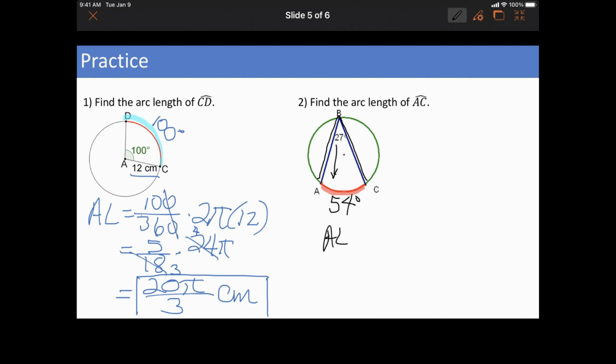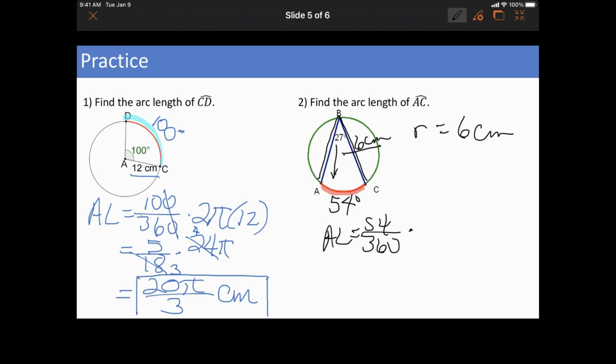So the arc length equals 54 over 360. Oh, I forgot a radius. Okay. I'm just putting it in a radius. Class, you're just like, how did you get that radius? Because Miss Mendoza just made it up. I'm just going to put 6 centimeters. We're just doing it. I'm sorry. I am so sorry. So I literally just made it up on the fly.